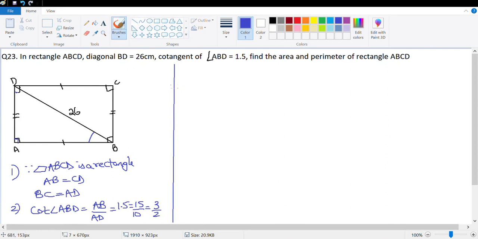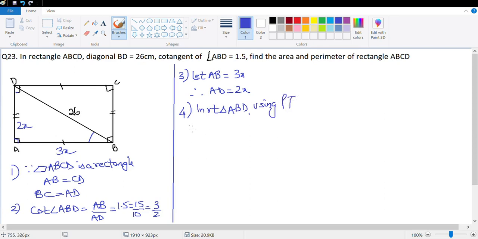So again, it's not that AB is equal to 3. AB is a multiple of 3, not a factor, which means let AB is equal to 3x. Therefore, AD is equal to 2x. So if AB is equal to 3x, AD is equal to 2x. Now in right triangle ABD, using Pythagoras theorem, what I get is BD square is equal to 3x whole square plus 2x whole square, which means this is equal to 9x square plus 4x square, that is 13x square.